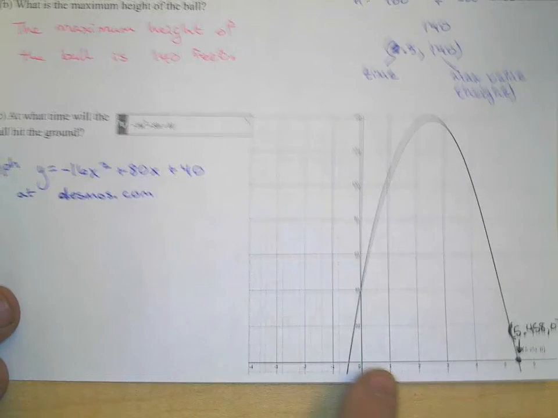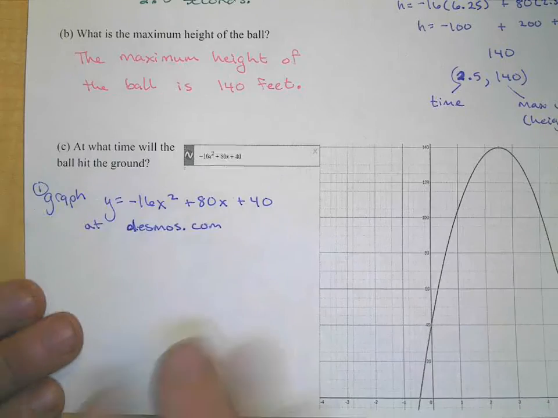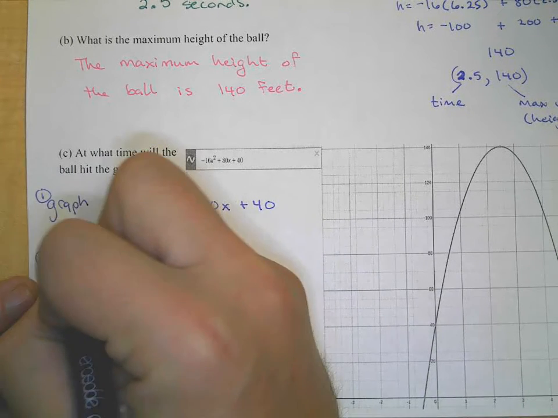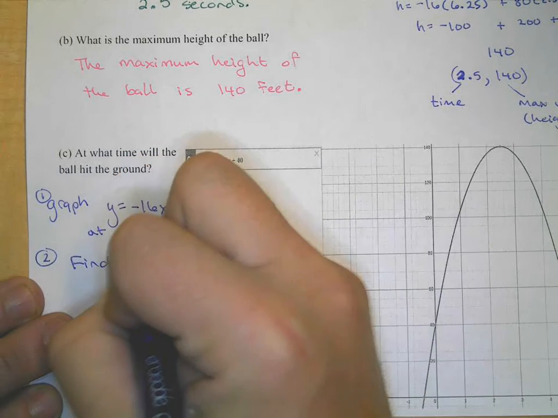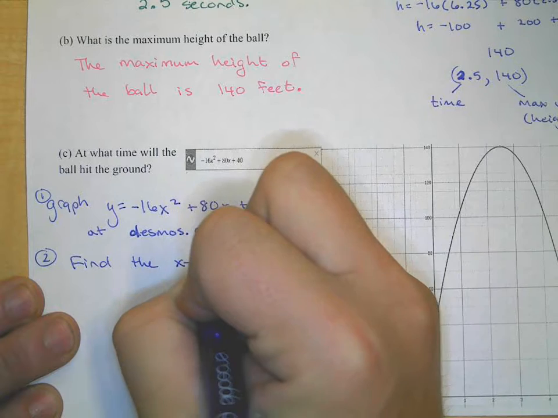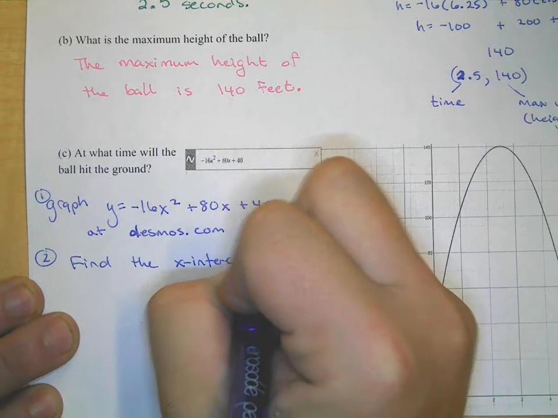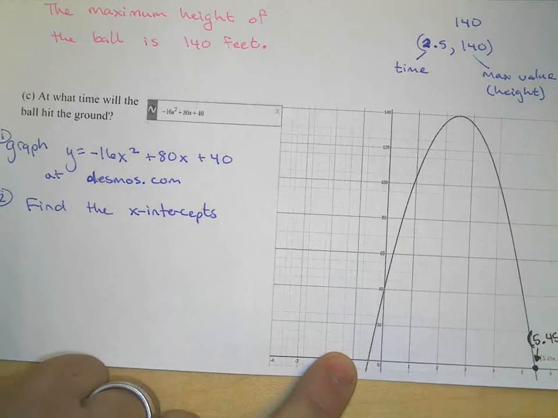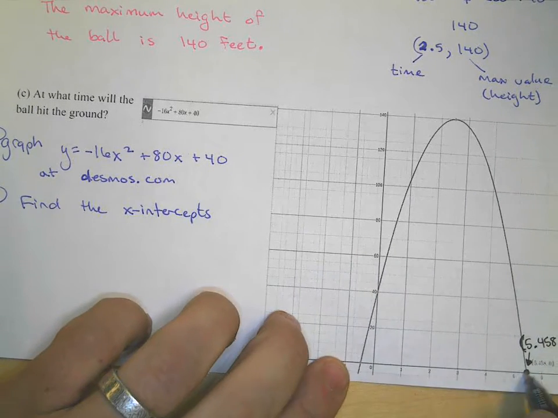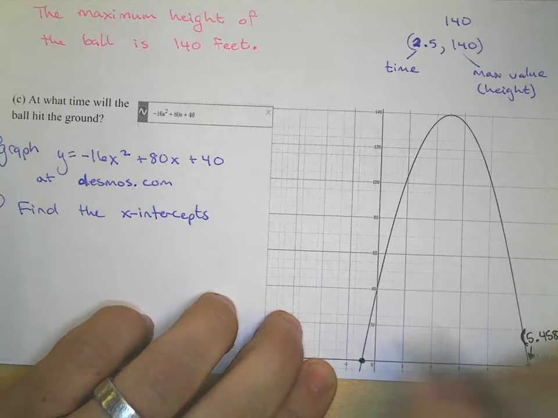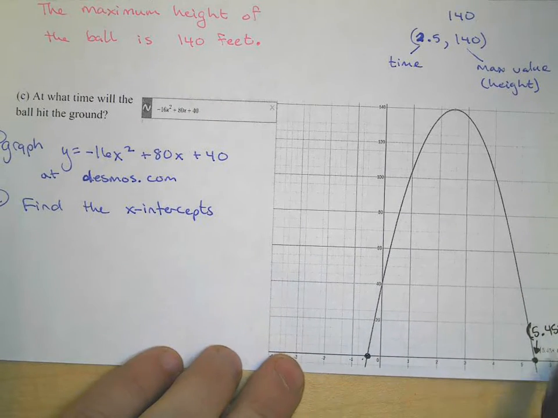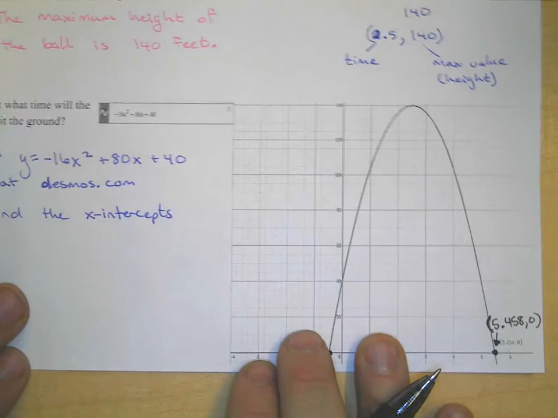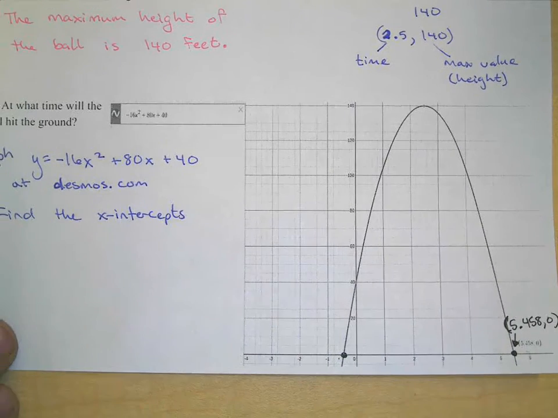Now the key idea is that I need to find my x-intercepts. So step 2, find the x-intercepts. And we can do that. You'll see that you can kind of just hover over them and click on them. So we can click on this one and we'll click on this one and it'll give us the values. So we can see that value right there.